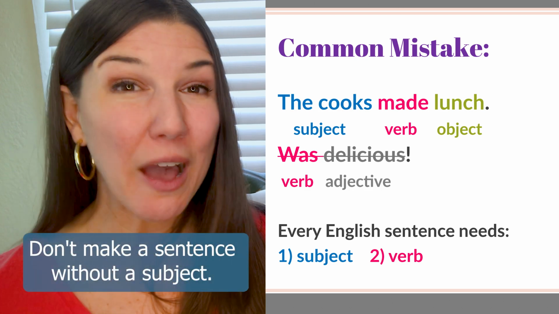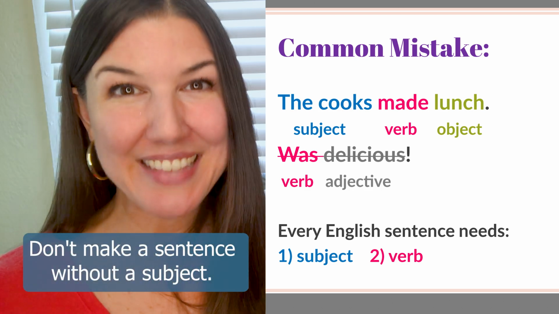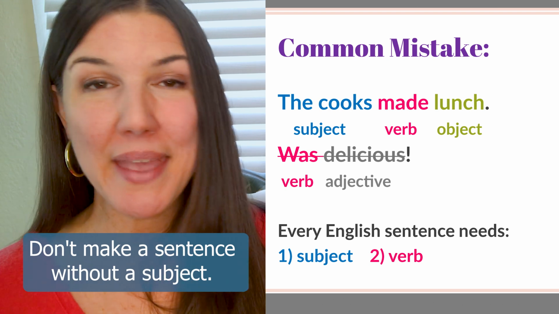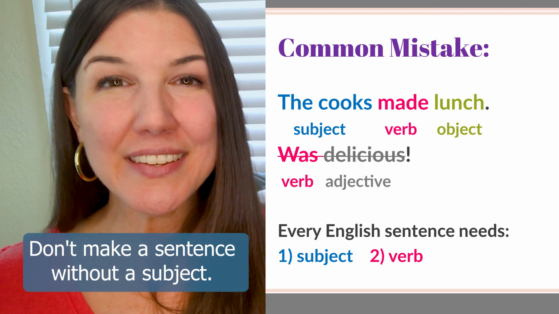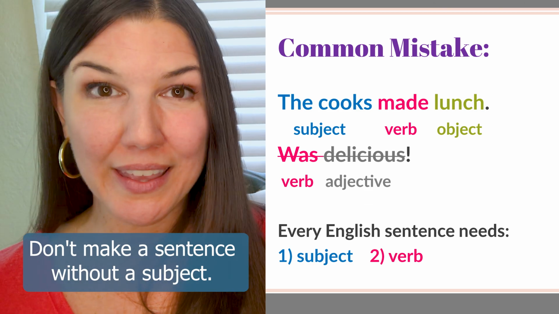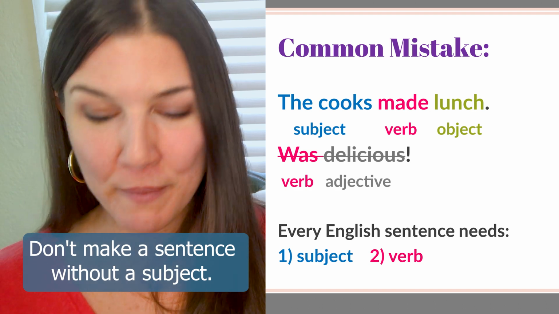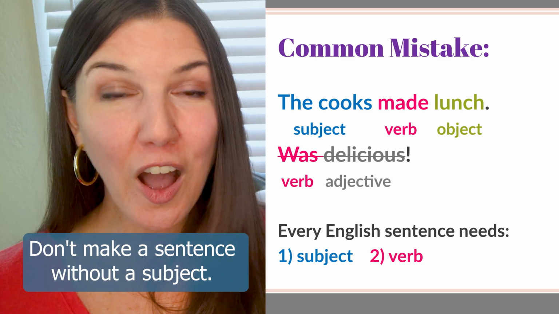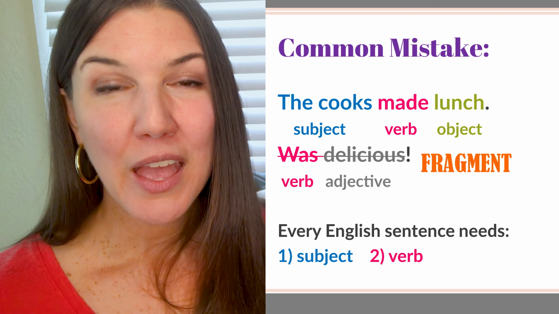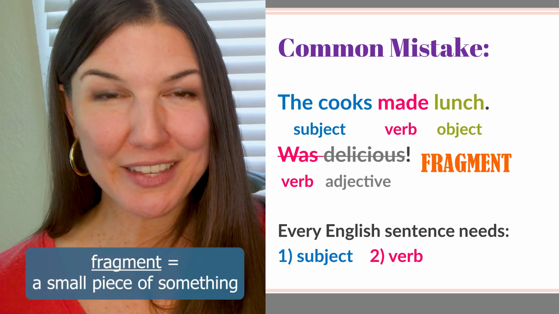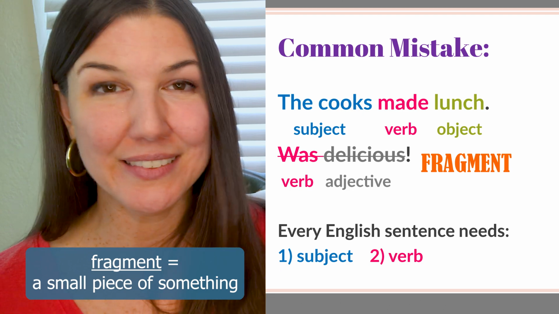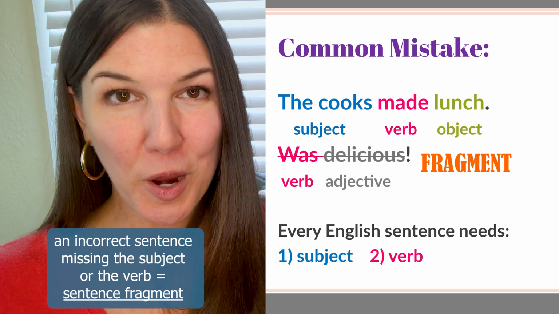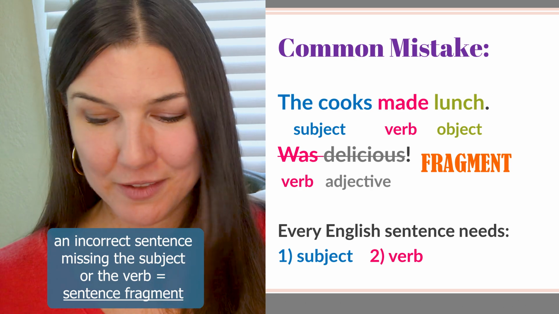Don't make a sentence without a subject. This is a big mistake, and it's a mistake that advanced English language learners make all the time. It's a mistake that even some native speakers make in their writing, where they're missing a subject or they're missing a verb. And it's such a problem that we give it its own special name. It's called a fragment. A fragment in English means a small piece of something, and this is not a complete sentence. It's just a piece of a sentence. So if you're missing the subject, missing the verb, it's a fragment, a sentence fragment.